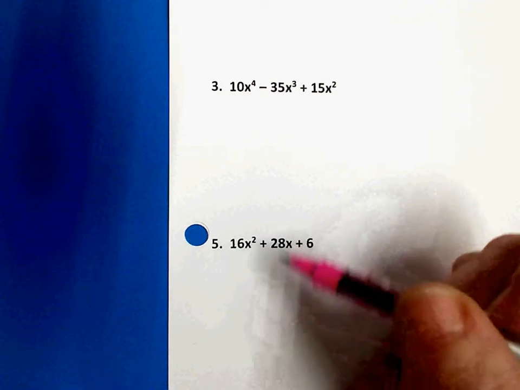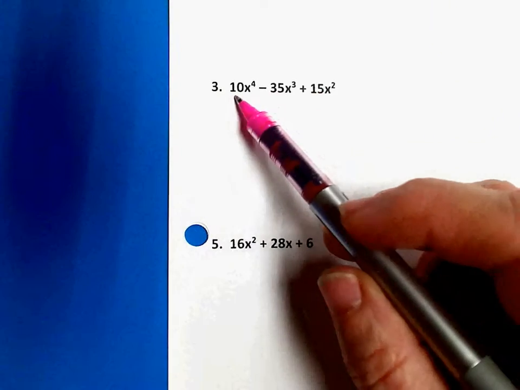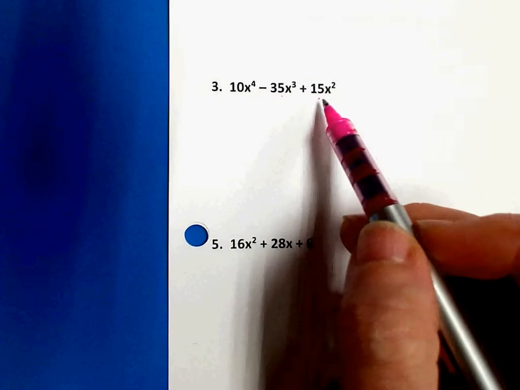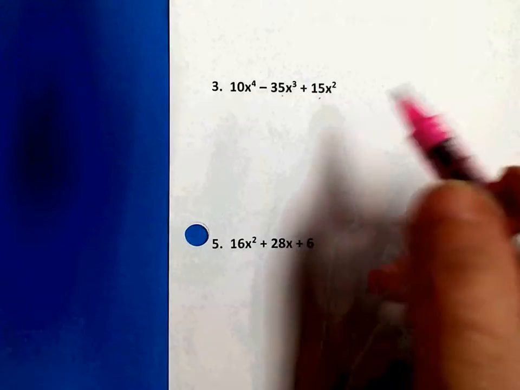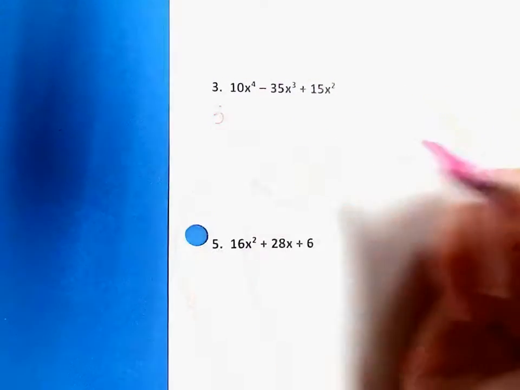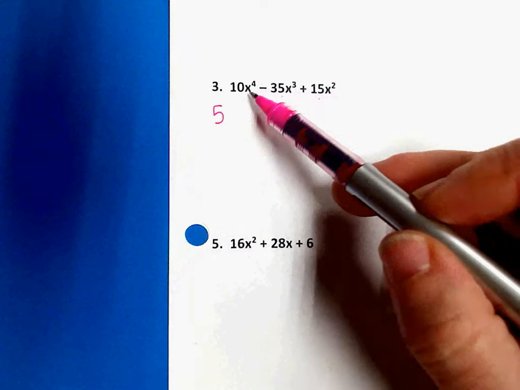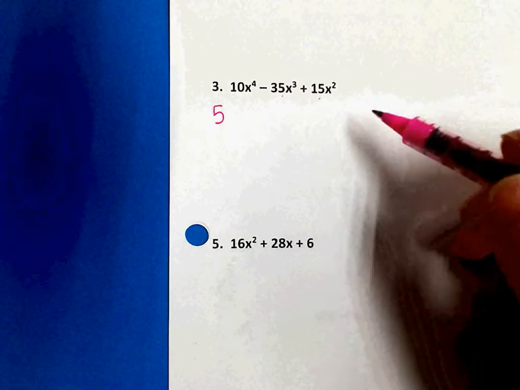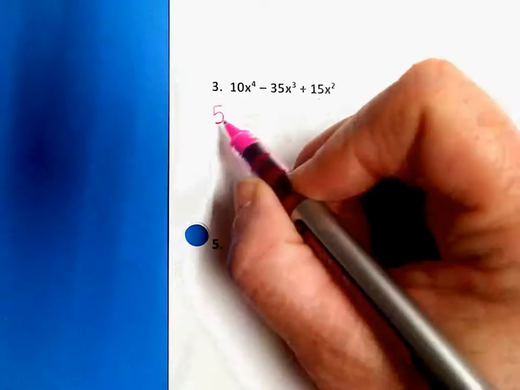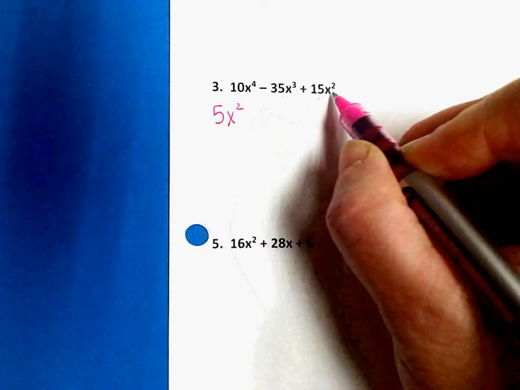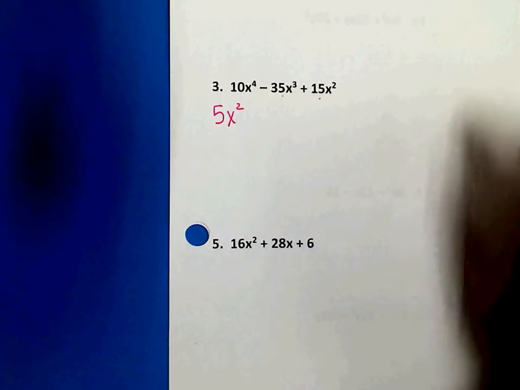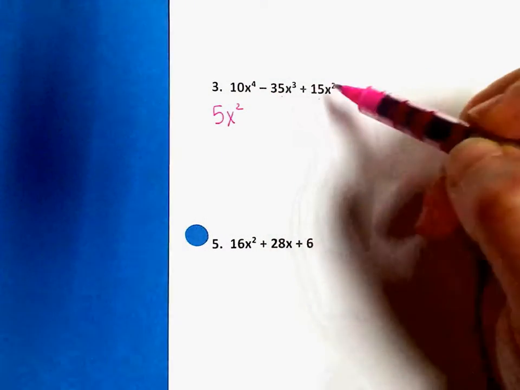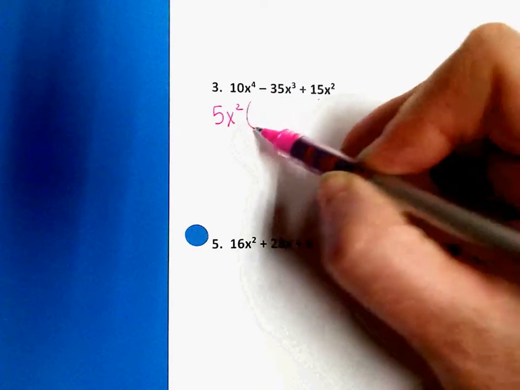I'm starting by checking for a GCF for 10, 35, and 15. The largest number that will divide evenly into all three of those is 5. This one has 4 x's, 3 x's, and 2 x's, so the most I can take away from each is 2, since this one doesn't have more than 2 to give up. So 5x squared is my GCF, and I'm going to divide each of these by the 5x squared.